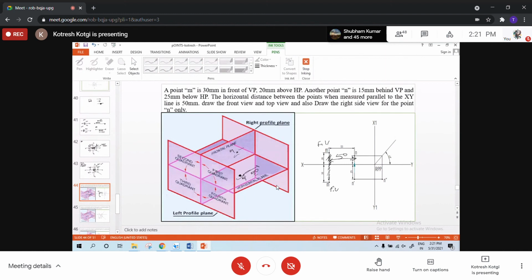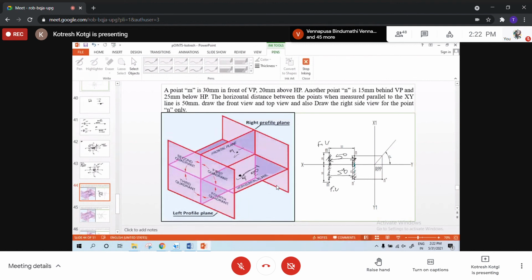This is the end projector for point M, and you see here, this is the end projector for point N. The distance between those two end projectors is 50, which is always measured along XY line. You're getting my point? They can use that statement also: distance between the end projectors of M and N is 50. That is also the same meaning.